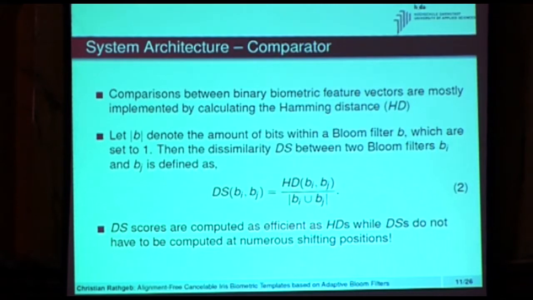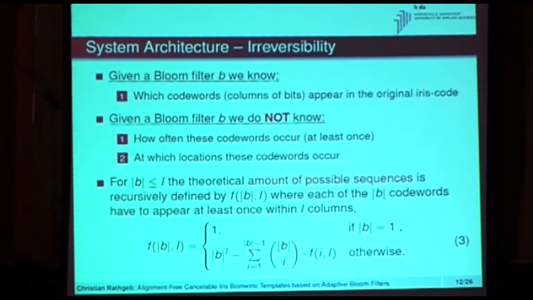In conventional iris recognition systems, we calculate the fractional Hamming distance between two binary codes. Here we denote the norm of B as the amount of bits in a Bloom filter which are set to 1. Then we calculate the dissimilarity score between two Bloom filters Bi and Bj as the Hamming distance divided by the total amounts of bits which are set within both Bloom filters. So it's obvious that this score can be computed as efficiently as the fractional Hamming distance.